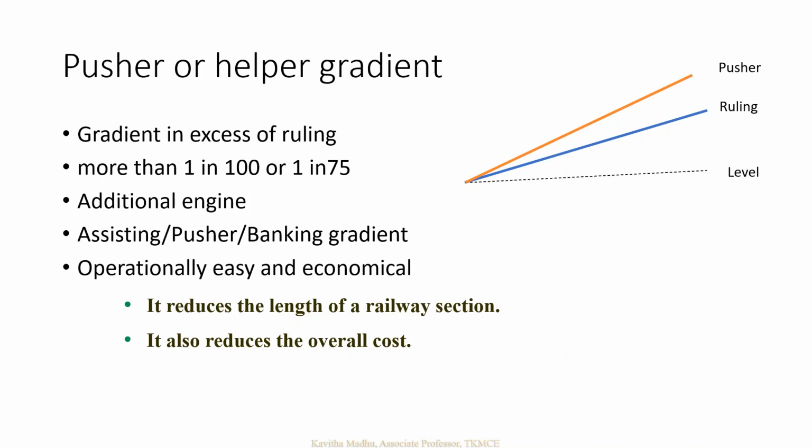We don't have to reduce the length of the railway section. We don't have to reduce the load it can carry. It can operate under the design load, and it can operate for the given length. The only thing is, at that particular location where the gradient is steeper than the ruling gradient, an additional engine can be provided so that it could negotiate the extra gradient.